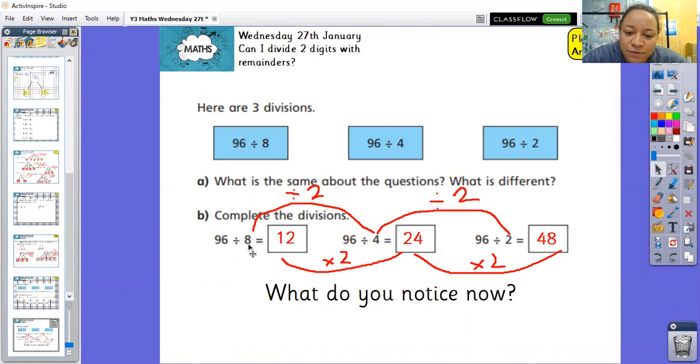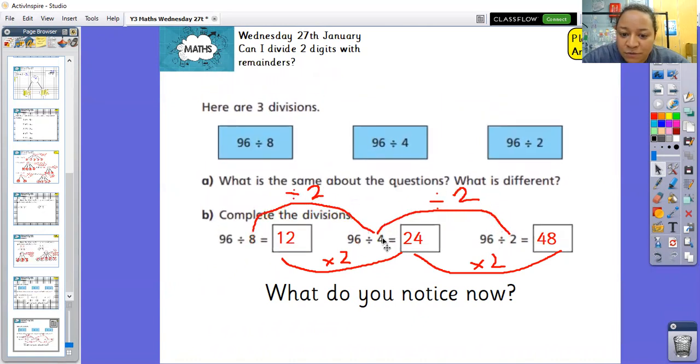And each of these numbers, if you think about the 8, if you divide it by 2, it works out to be 4. And then if you divide the 4 by 2, that then equals 2. So it's almost like they're halving each time. And then if you notice from underneath, if you think of it a different way, the answers we then get are actually doubled. So 12 times 2 or doubled would give us 24. And then 24 doubled or times by 2 would give us 48.